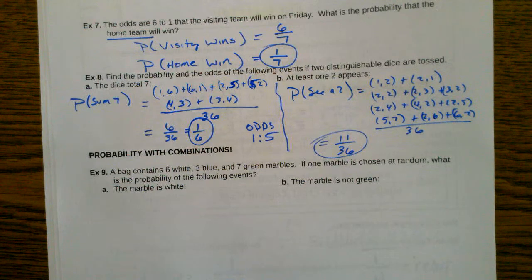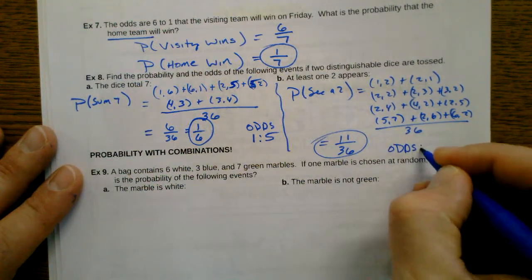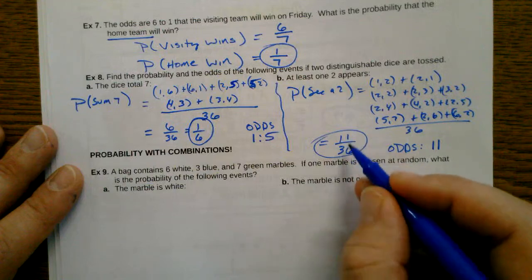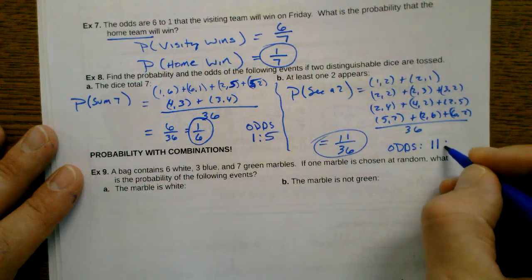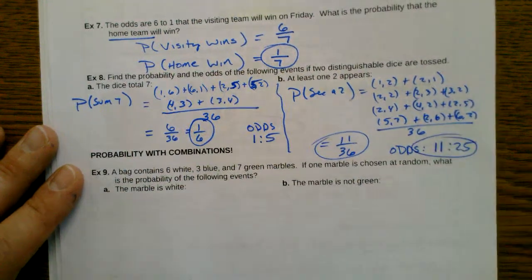Okay. So my odds for this one, there's 11 successes, and if I subtract those from 36, that means what? There's 25 failures. So those would be my odds.